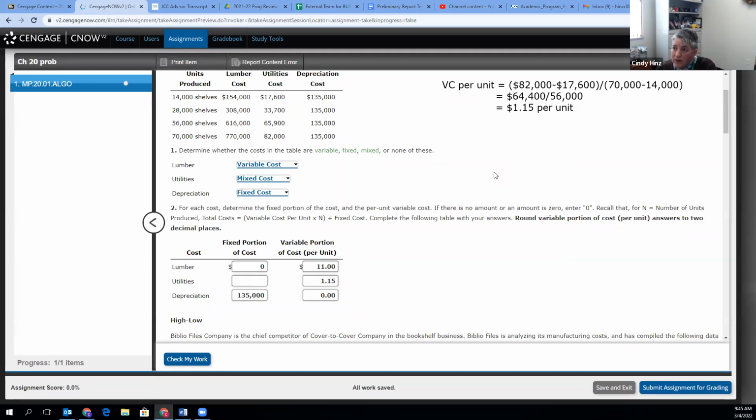Everybody okay with that variable cost per unit? Could you go over how you came up with the 11 once more for the variable cost for lumber?